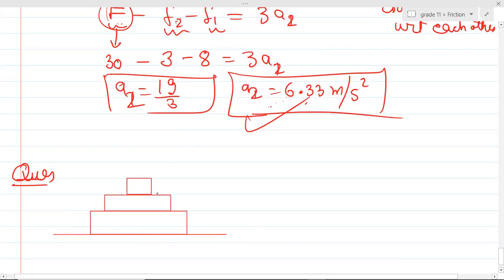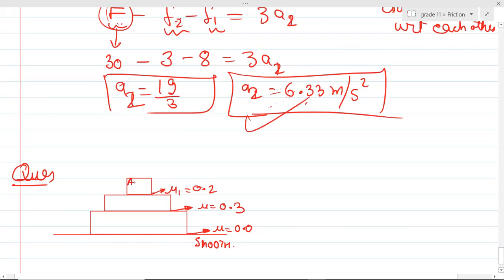Guys, the friction between these two surfaces is 0.2. The friction between these two surfaces is 0.3, and the friction between these two surfaces is 0.0. That means this is smooth. Is it clear, guys? Hello, is it clear?